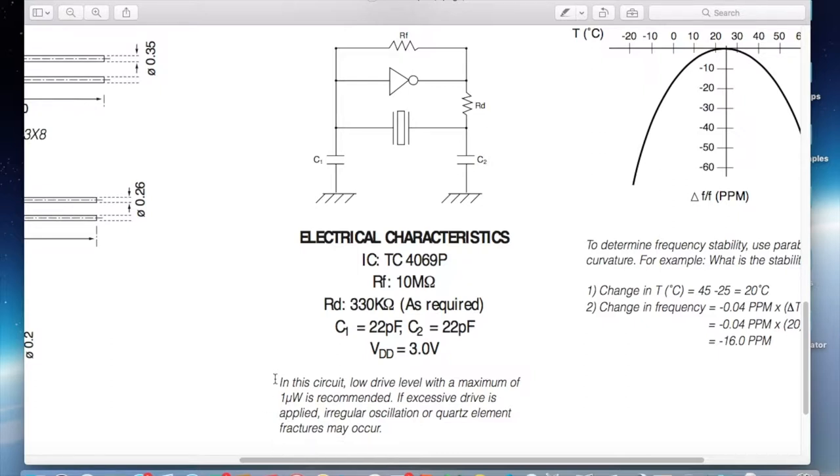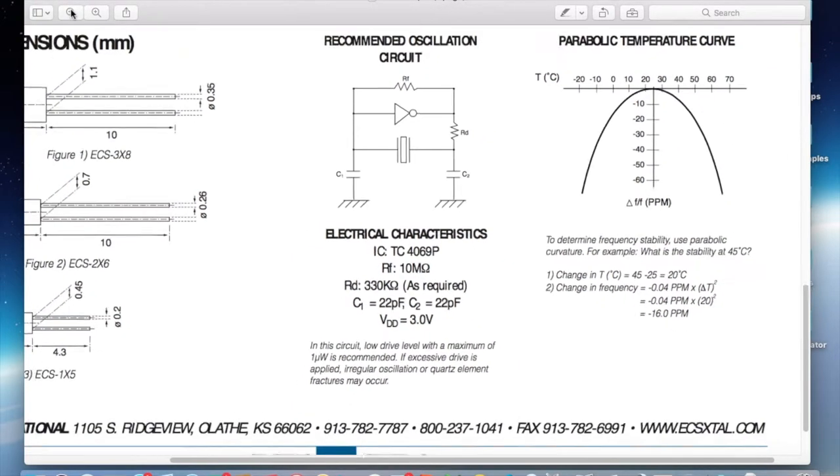And here's a note of caution. In this circuit, low drive level with a maximum of 1 microwatt is recommended. If excessive drive is applied, irregular oscillation or quartz element fractures may occur. So you have been warned.